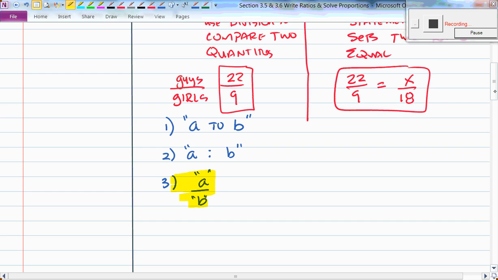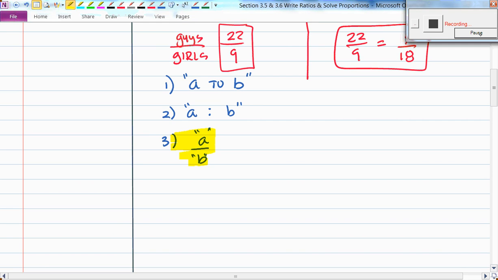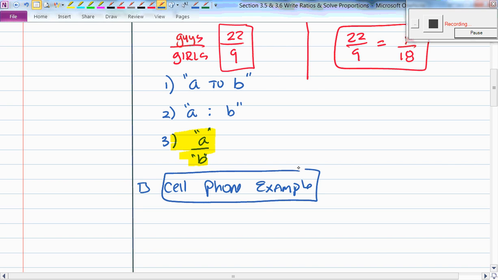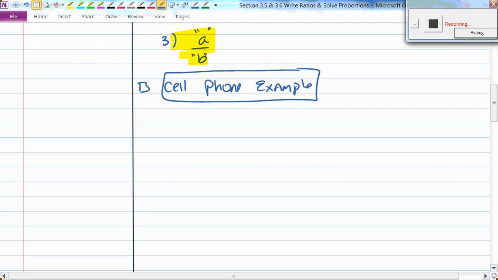The next example that we're going to do, I'm going to call the cell phone example. So right here for the second box, call it the cell phone example. I'm going to read to you a problem. I want you to listen for the key information. Okay, you guys ready to go? Okay, here we go.